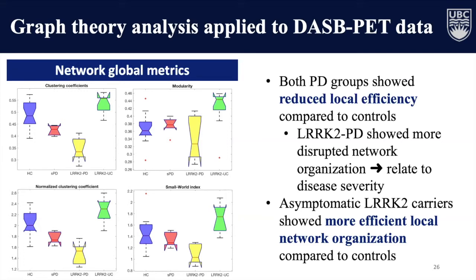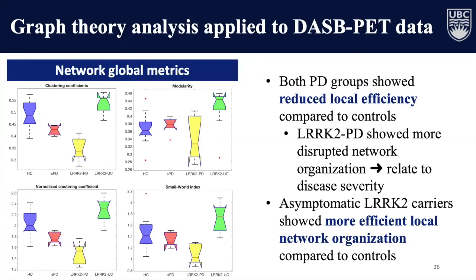Both PD groups, the red and the yellow, showed reduced local efficiency compared to healthy controls. And the LRRK2 PDs showed an even more disrupted network organization, and that's probably because the LRRK2 PDs have a higher disease severity compared to the sporadic PD in our cohort. And the asymptomatic LRRK2 mutation carriers, shown in green, seem to show a more efficient local network organization compared to healthy controls. Just remind me what the sample sizes of each of those are, please.